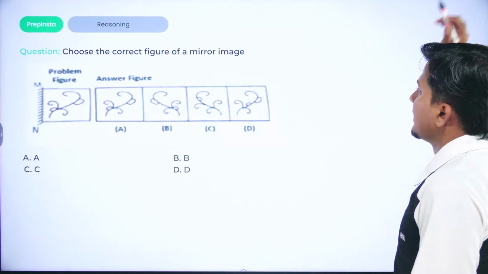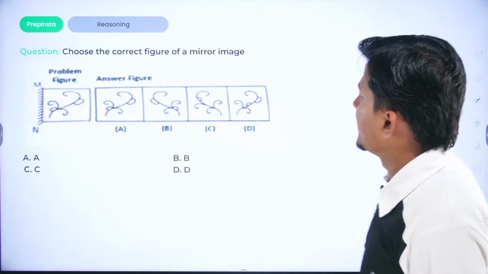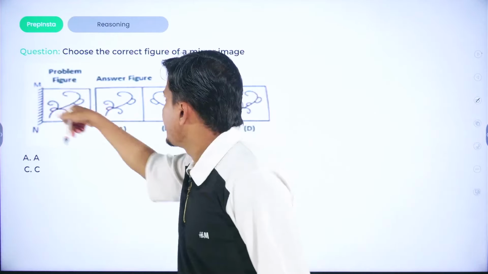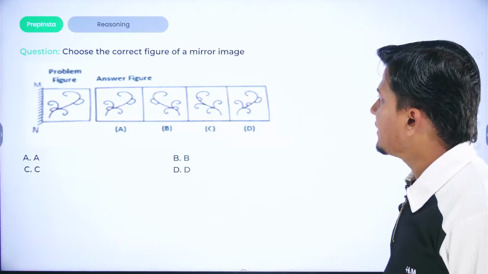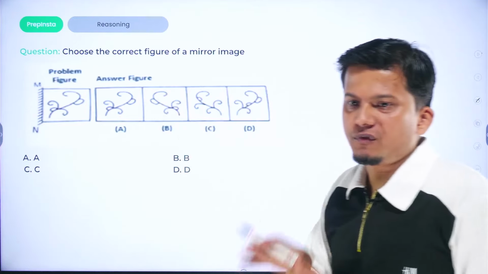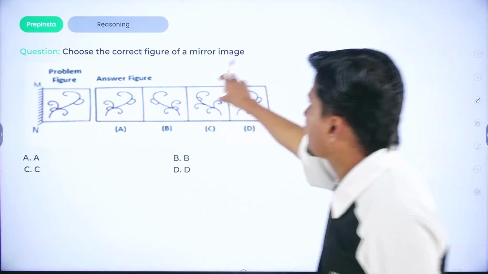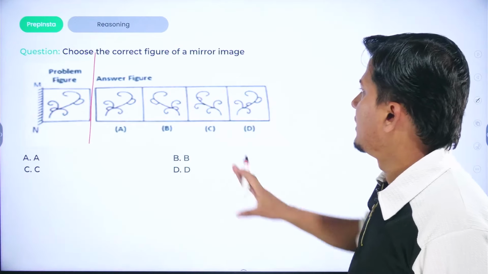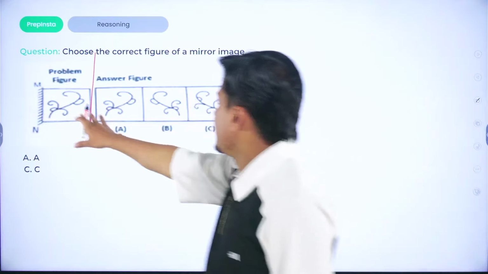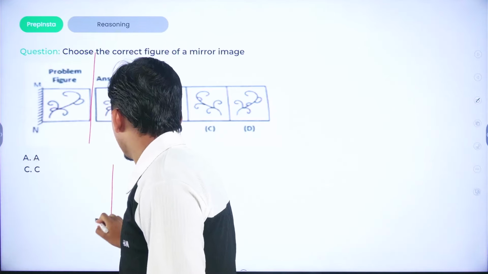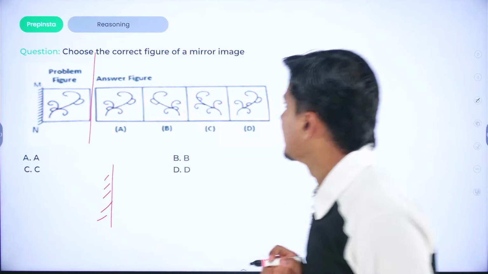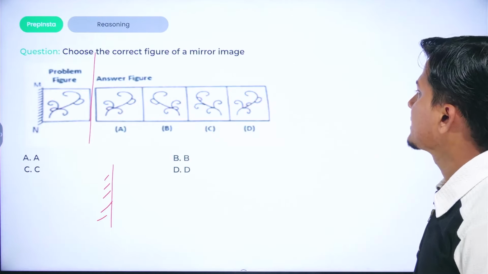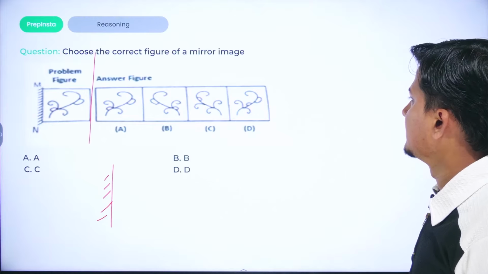Got it? Next question. Choose the correct figure of mirror image. In this particular image, we are given a particular problem figure, and with regard to that, we have 4 options. We have to mark the option which is the mirror image of this particular figure. So let us understand this particular problem. Here the mirror is kept on this side. देखो, mirror is kept this side, right? So we have to align the option and approach the option which is the right option. Got it?